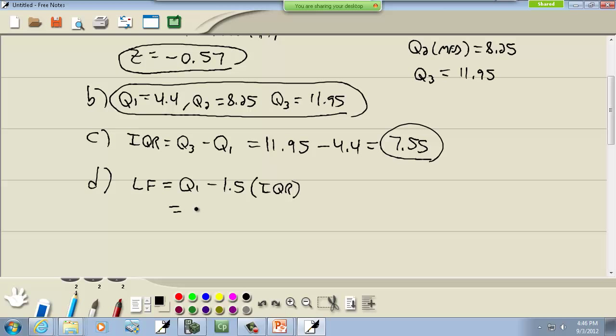Q1 was 4.4 minus 1.5 times your IQR, which is 7.55, gives us 4.4 minus 1.5 times 7.55. I get negative 6.925 for our lower fence.